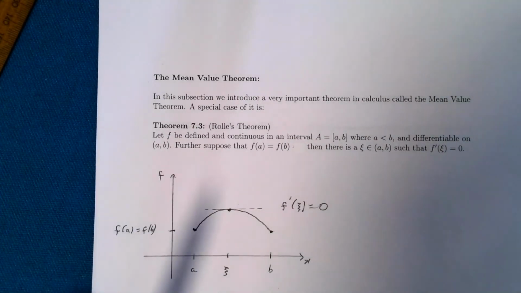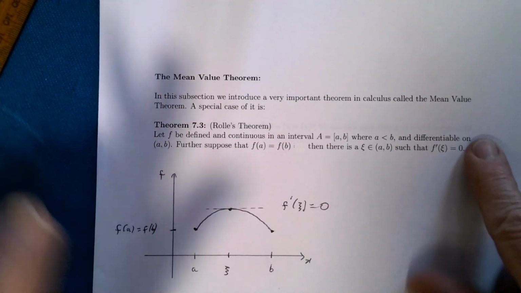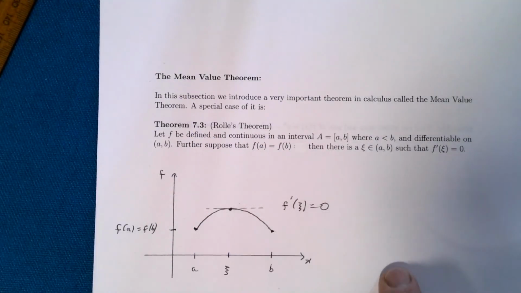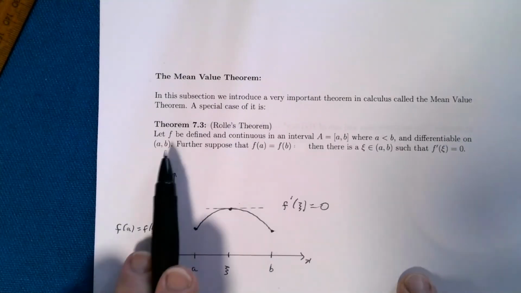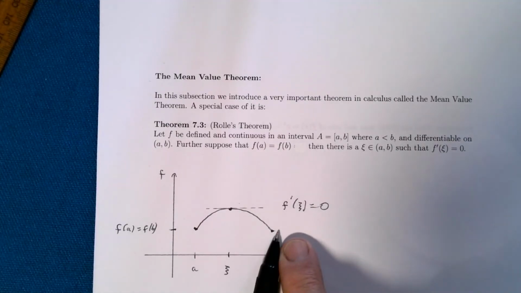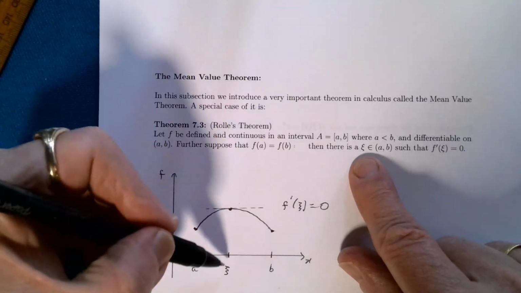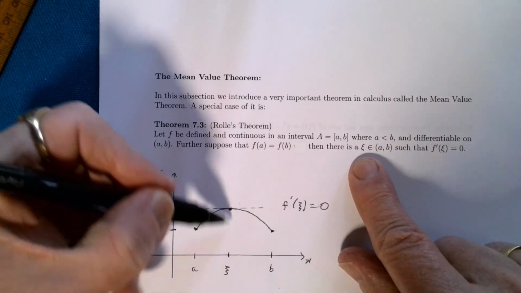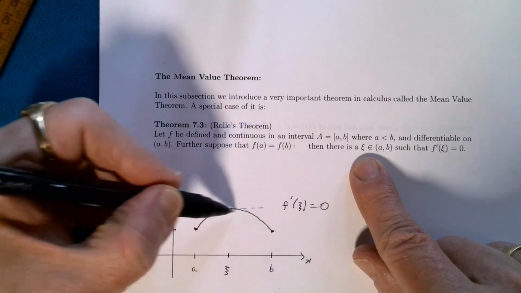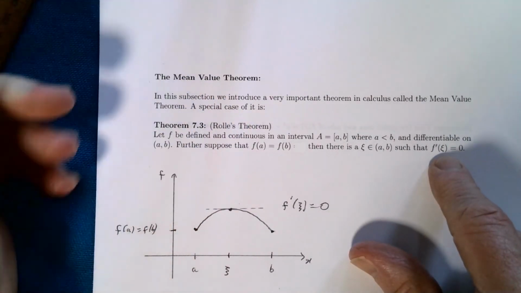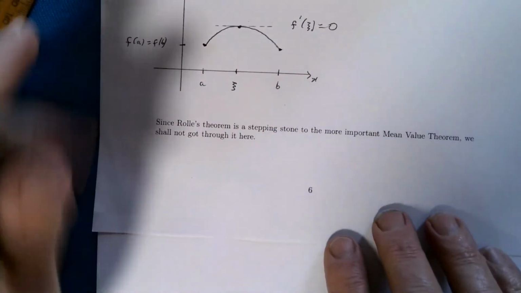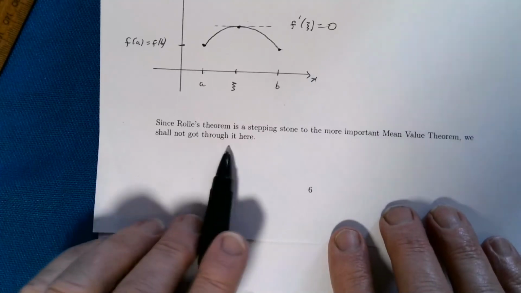Geometrically it's fairly obvious. I'll just state it carefully here. So here are the conditions. f is defined and continuous on the interval [a, b] with a less than b, and it's differentiable on the open interval. And we're going to suppose that f of a equals f of b. Then the theorem says there is at least one, there may be lots of them, but at least one point psi somewhere in here so that the derivative at psi is 0. Now, since Rolle's theorem is just a stepping stone to the more important mean value theorem, I'm not going to go through the proof of it here.